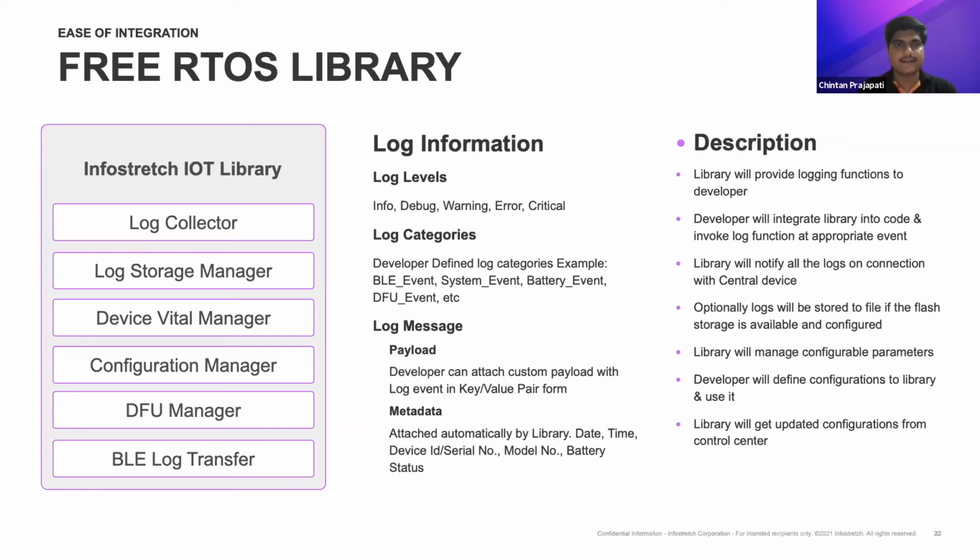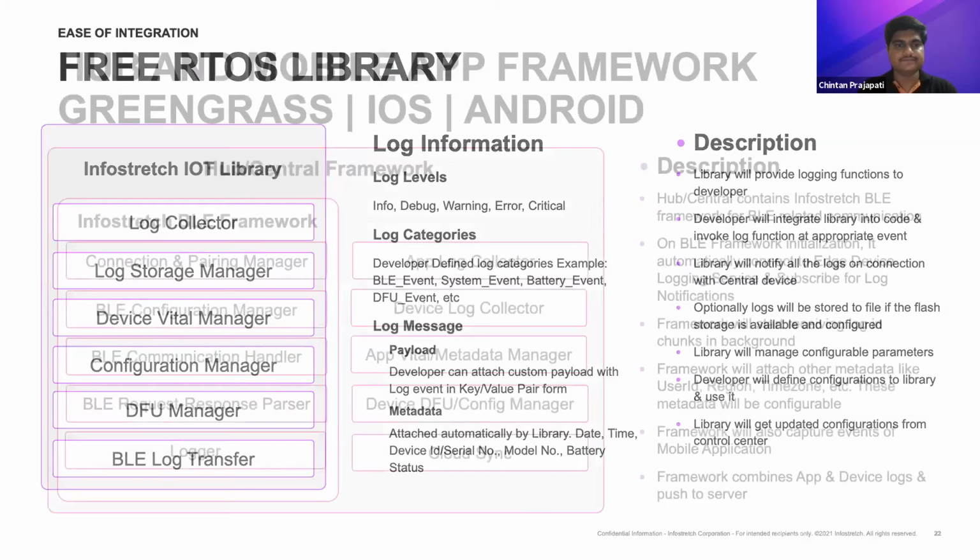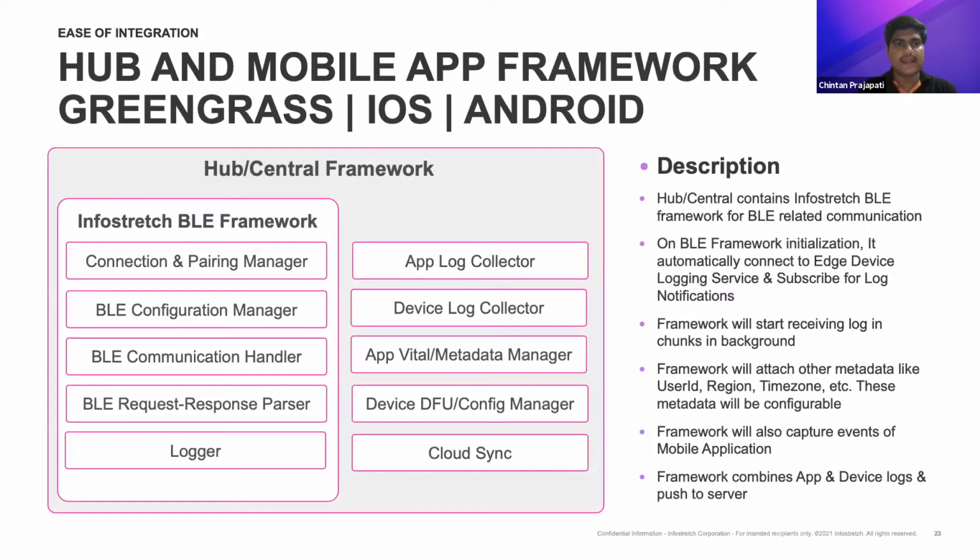Can we go to the next slide? This is our hub and mobile application framework, which consists of two parts: the Infostretch BLE framework and the log collector. The Infostretch BLE connector is mainly responsible for creating and managing the BLE connection between our edge device and the mobile or hub application. It manages the whole connection, configuration, and parsing of the data. On the right-hand side, we have the log collector component.